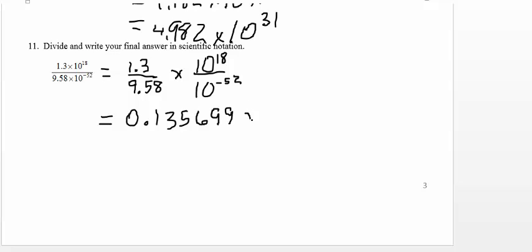And then when we use the quotient rule of exponents on the powers of 10, we get 10 to the 18th minus negative 52. So that double negative becomes a positive, addition of a positive. We need to write the 0.135699 in scientific notation.